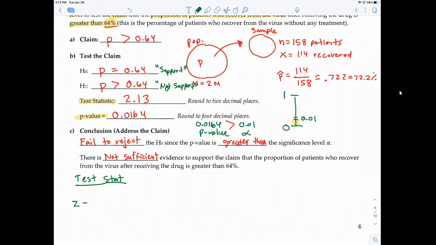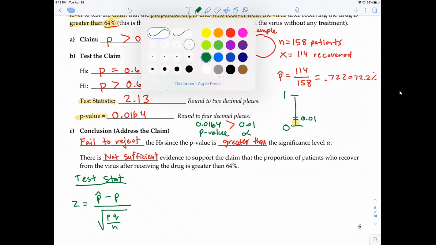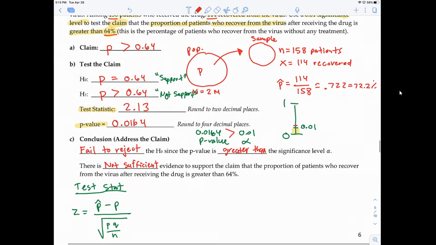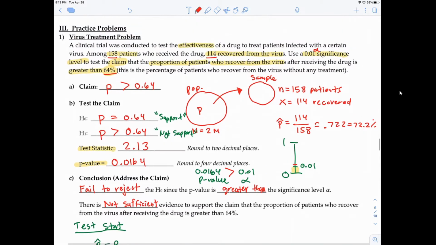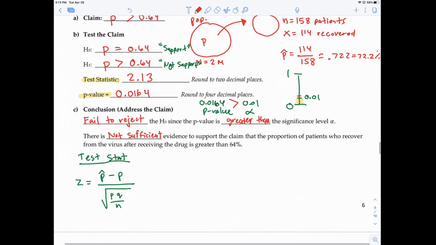So the formula is z equals p hat minus p, divided by the square root of p times q divided by n. Here, p hat is a sample proportion, so we know that's x over n. This is my x, this is my n. So p hat is x over n.